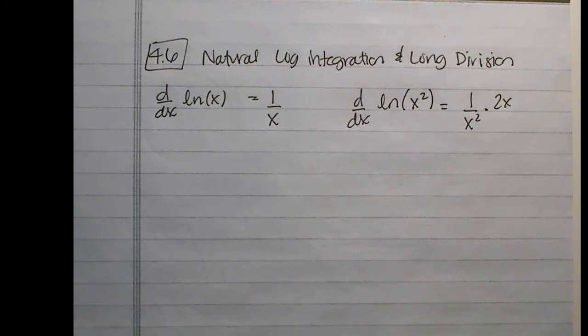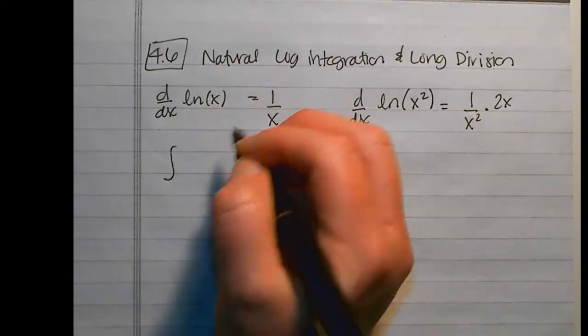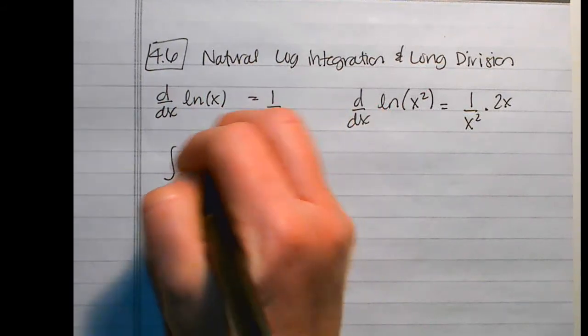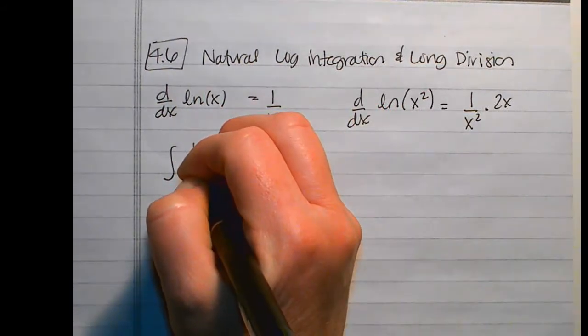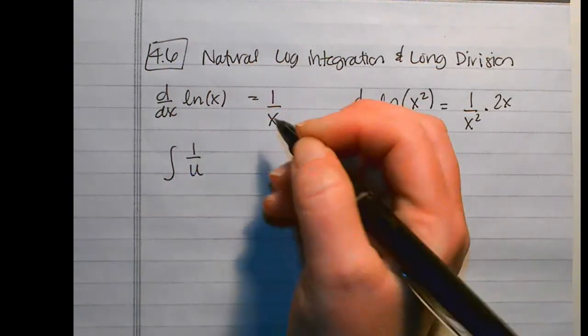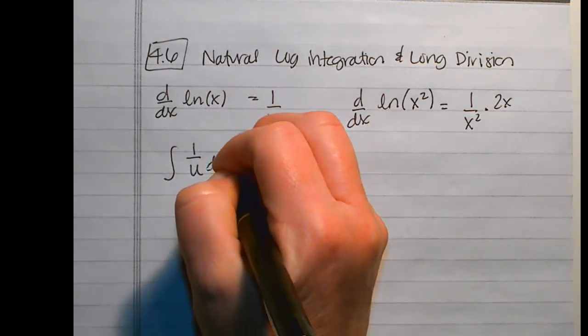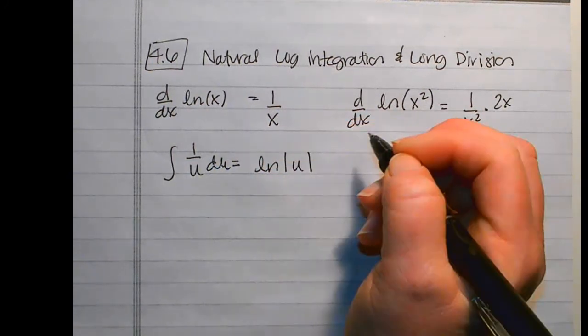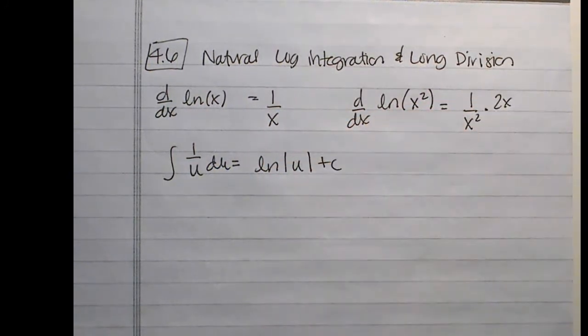So I'm not going to simplify it for a minute, because I really want to show you the rule that we're working on today, which is the integral of 1 over u du equals the natural log of the absolute value of u plus c. Don't forget that plus c. Sorry.